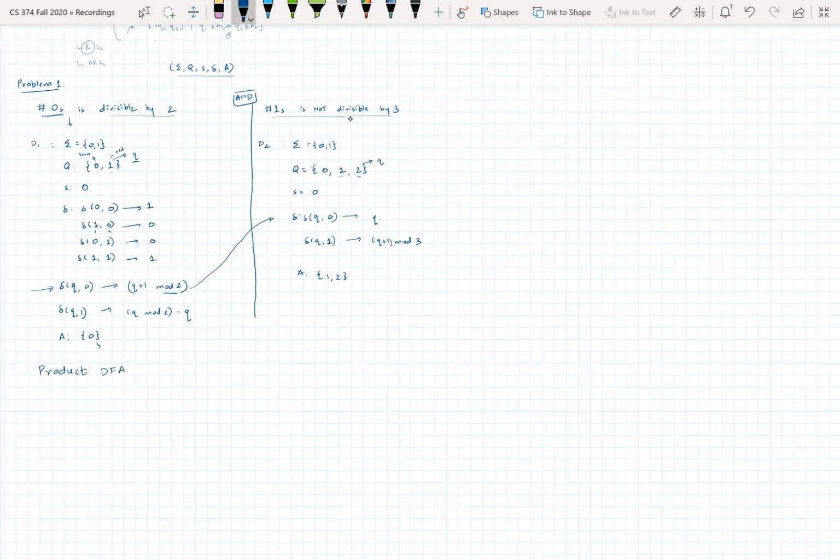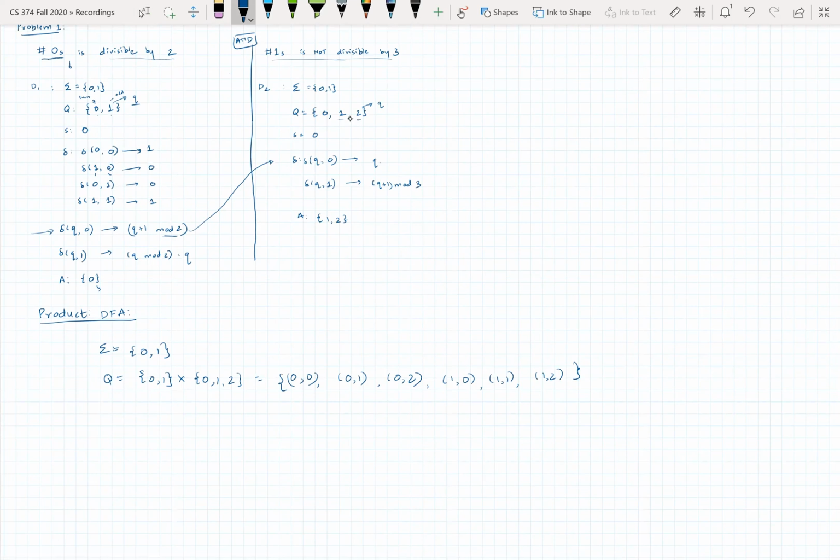So the product DFA for L1 and L2 would be written as, again we have to give these 5 elements, right? So sigma is 0, 1. The set of states Q is Q1 cross Q2, right? So this is 0, 1 cross 0, 1, 2. So writing this completely, this would be 0, 0, 0, 1, 0, 2, then 1, 0, 1, 1, 1, 2. Okay. The start state is S1, S2. So the start state over here is 0 and over here it is 0. So this is 0, 0.